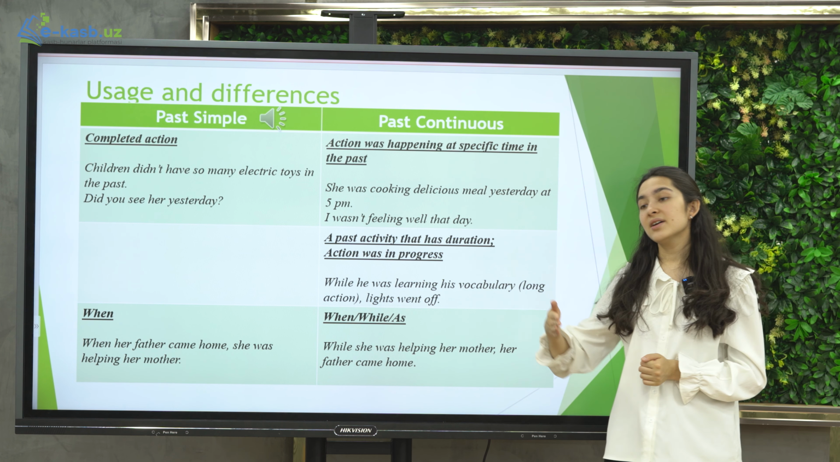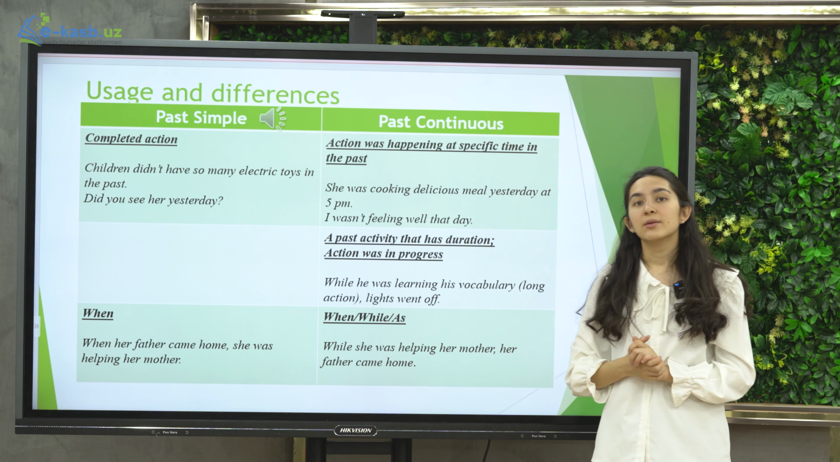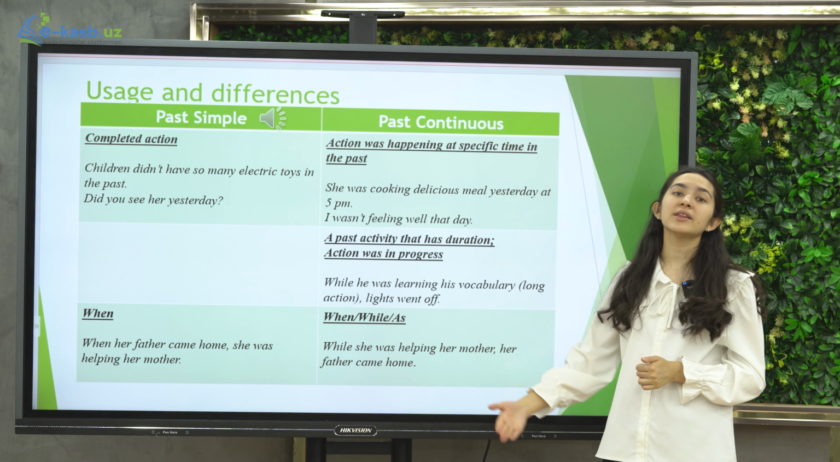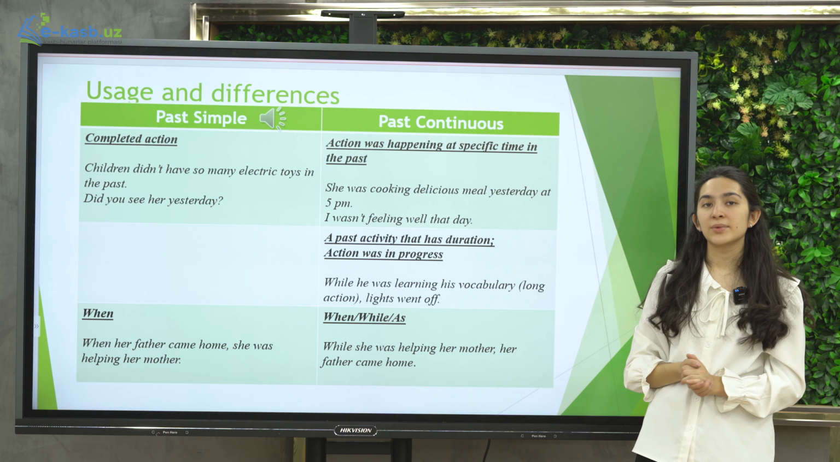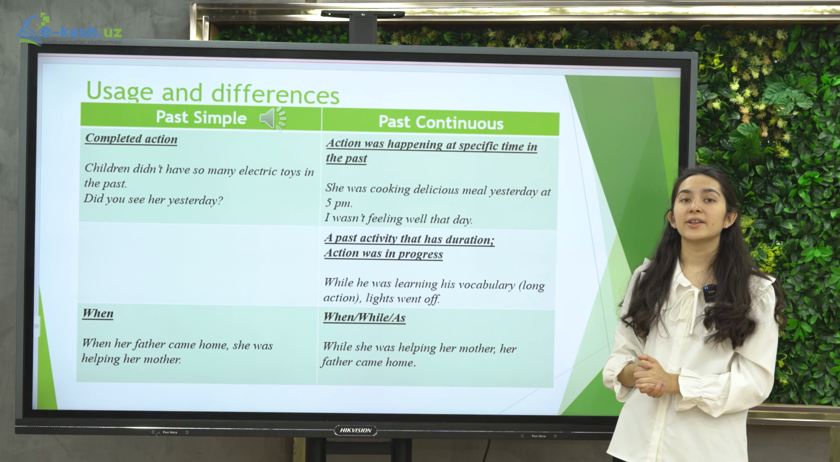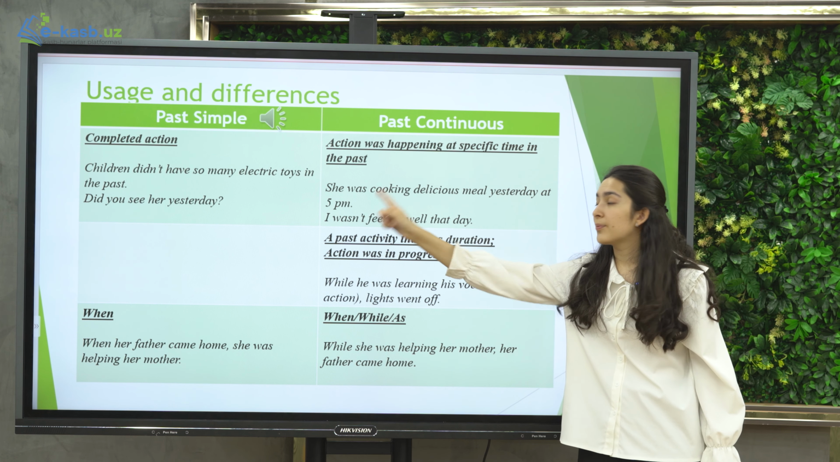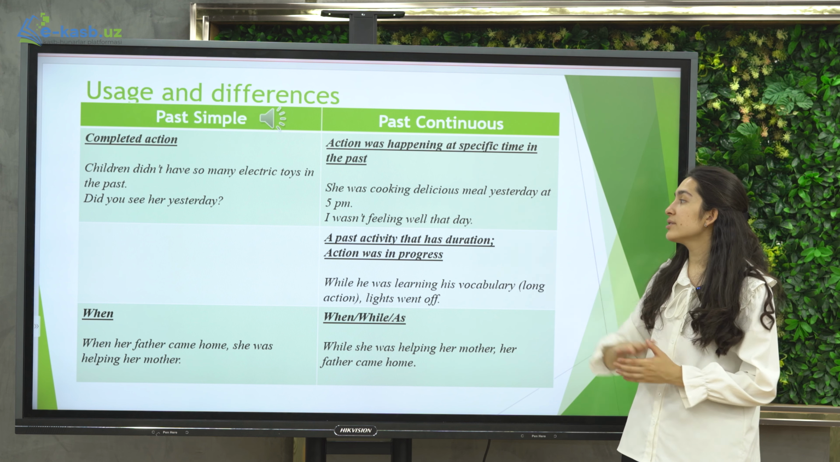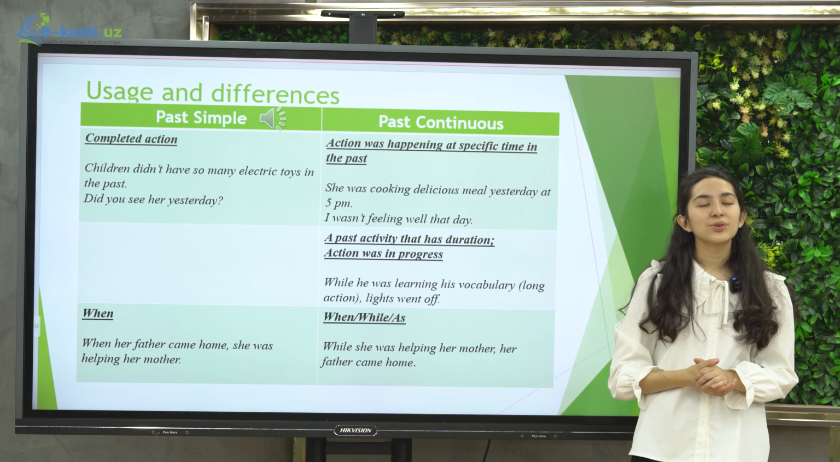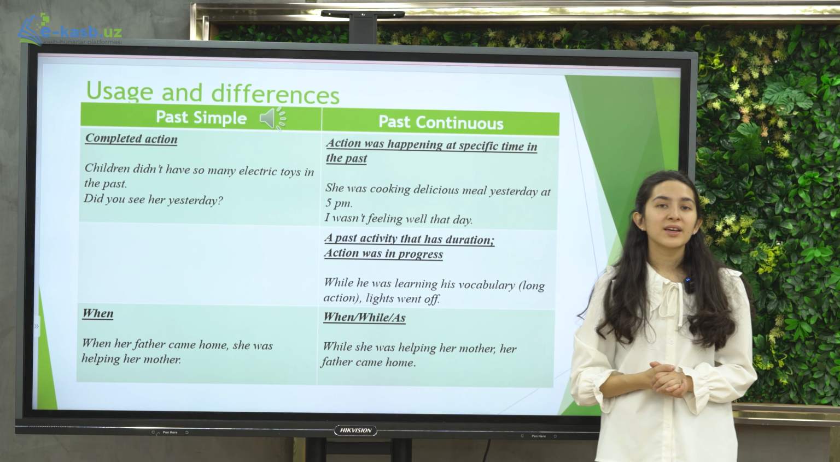Masalan, kecha soat 5 da. Bu aniq vaqtmi? Albatta bu aniq vaqt. O'shaning uchun biz past simple emas, past continuous ni ishlatamiz. So past continuous biz ishlatamiz qachonki bizda aniq vaqt bo'lsa. Yoki masalan I wasn't feeling well that day. O'sha kuni men o'zimni yaxshi his qilmagan edim.